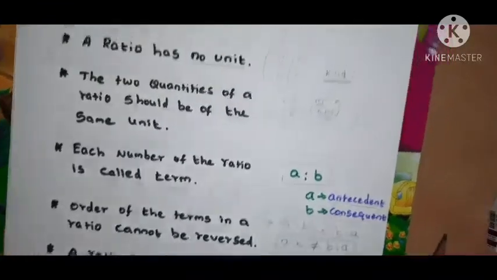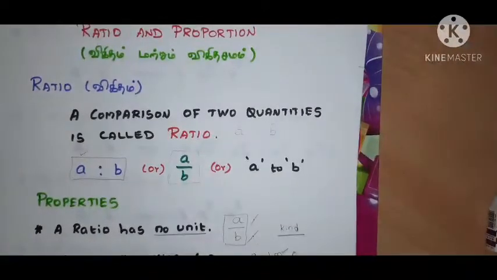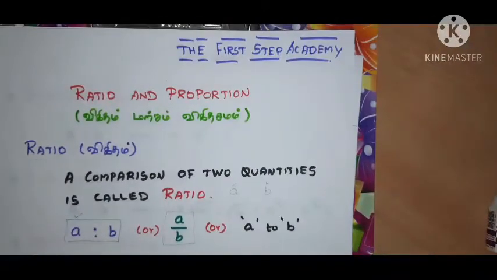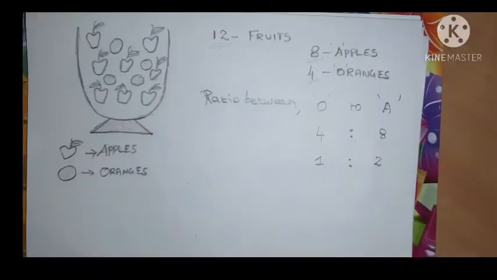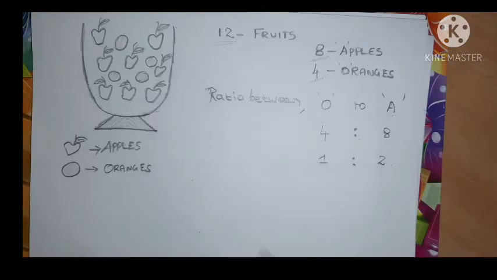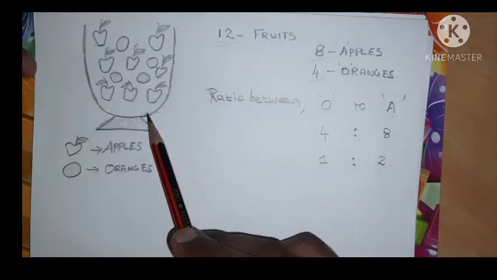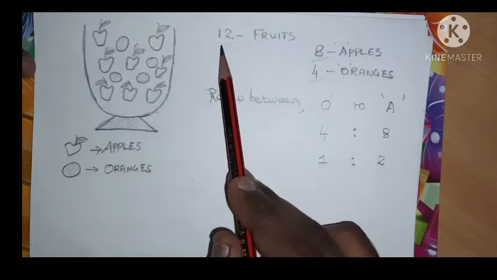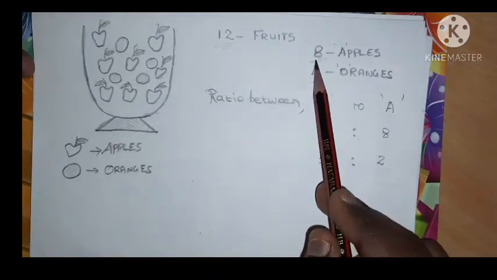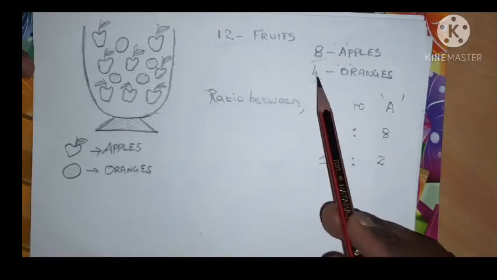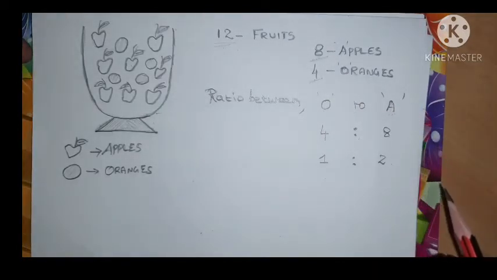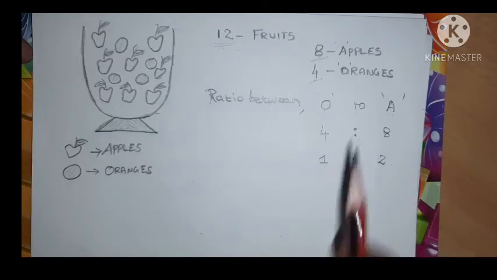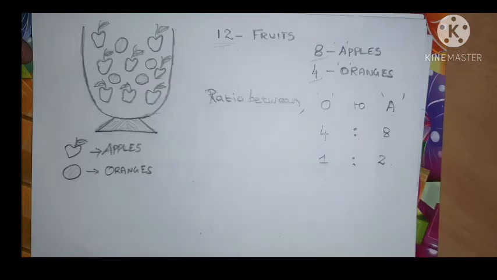Now we'll take up a simple case study, not a complicated one, so that we can clearly understand it. Assume that there is a bowl. Inside the bowl there are 12 fruits. Among the 12 fruits there are 8 apples and 4 oranges. Now if the question arises: how many oranges are there inside the bowl compared to apples? Then directly we can go for the ratio.